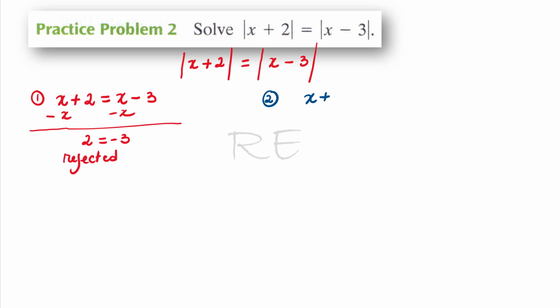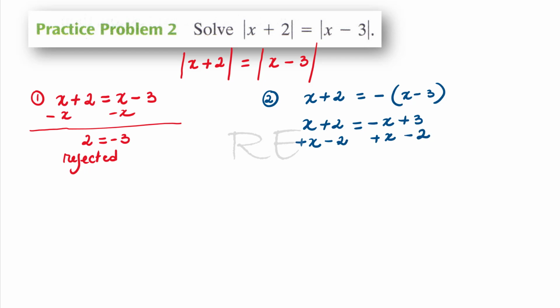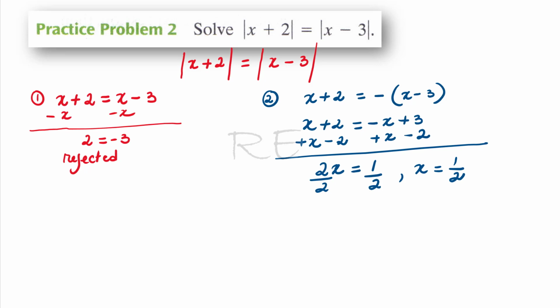Or x plus 2 is equal to minus, between parentheses, x minus 3. x plus 2 is equal to, when we distribute, minus x plus 3. Add x to both sides. Subtract 2 from both sides. We get 2x is equal to 1. Therefore, when we divide by 2, x is equal to 1/2.